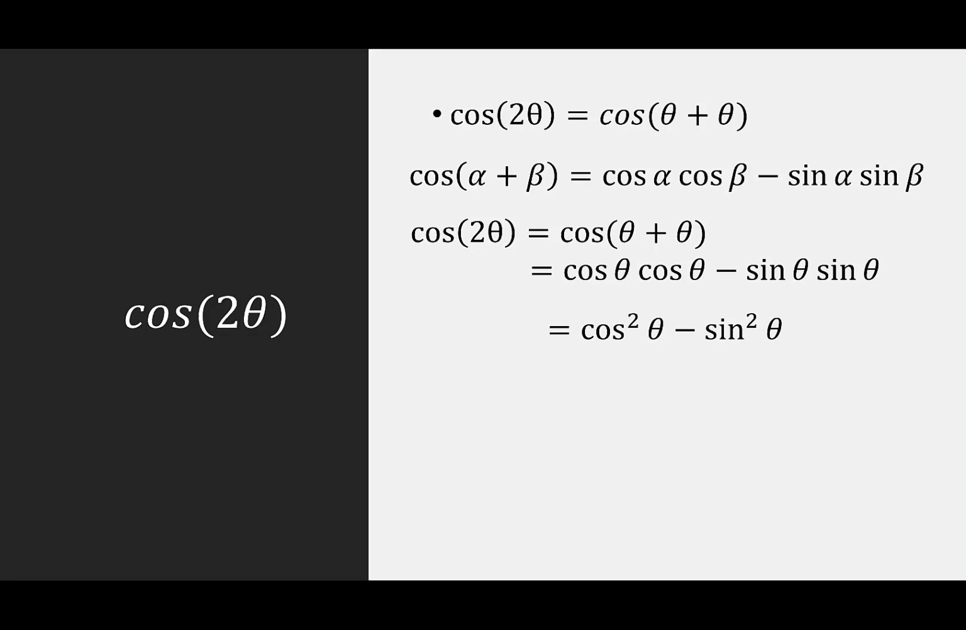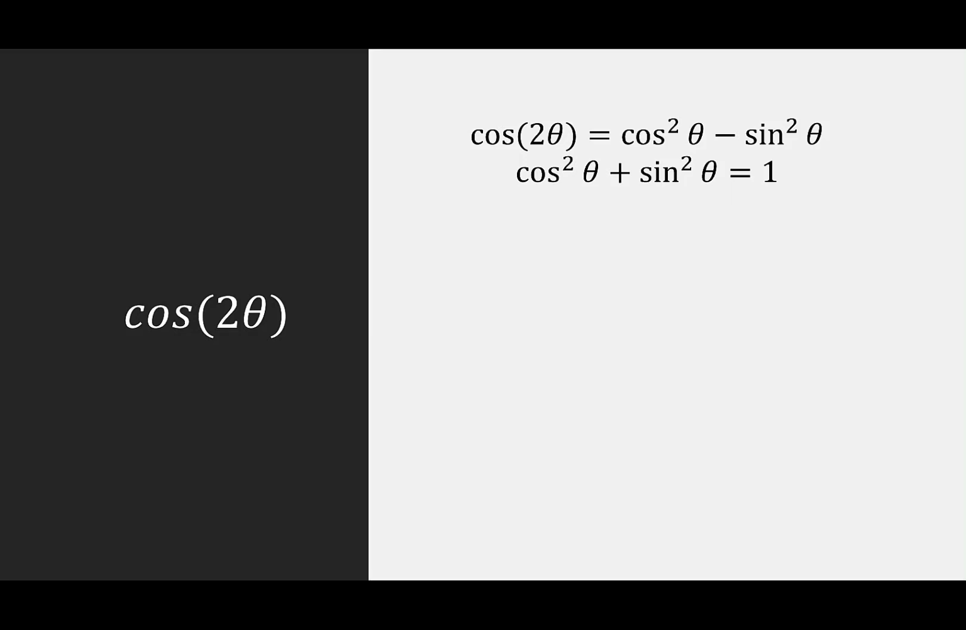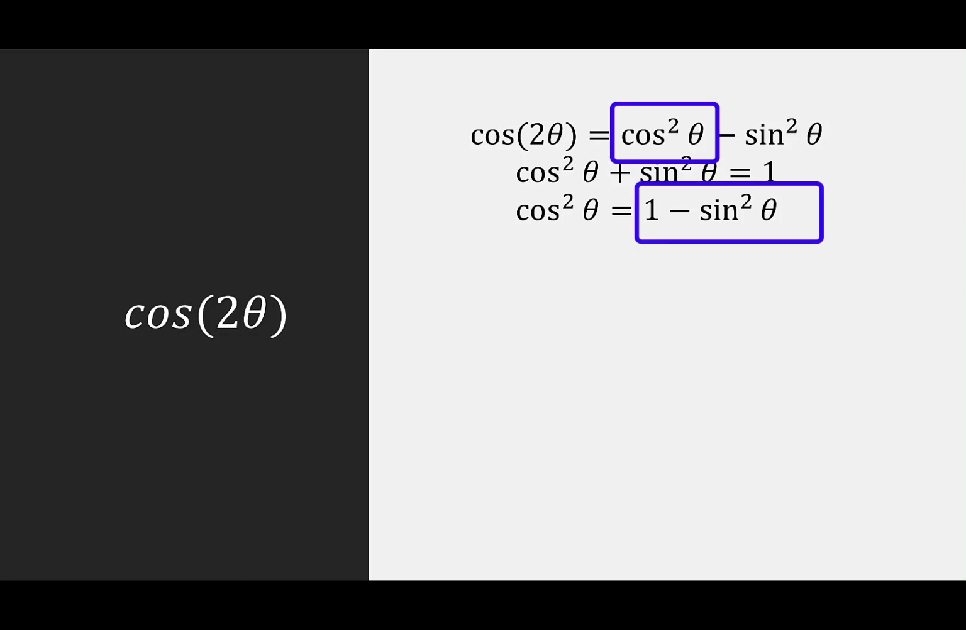But there's something interesting to look at with the cosine of 2 theta. We have different ways that we can write this formula. If we think back to our Pythagorean identity that says cosine squared plus sine squared equals 1, we could solve for cosine squared. That would just be cosine squared theta equals 1 minus sine squared theta. So in our expansion of cosine 2 theta, instead of writing cosine squared theta, we're going to put in 1 minus sine squared theta.